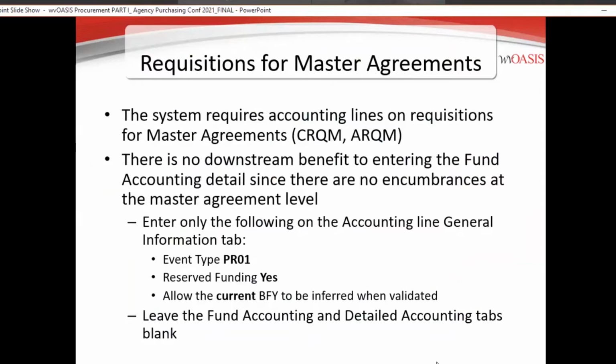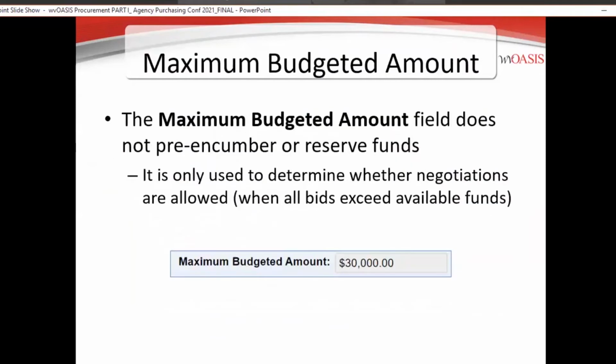So on those RQM documents, the event type would be PR01, your reserve funding, yes, and then just allow the current budget fiscal year to be inferred and leave the fund accounting and detailed accounting tabs blank. I know, oftentimes it's like, every field we see, we think we have to put that information in there, and sometimes less is more.